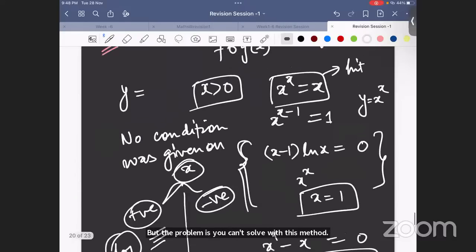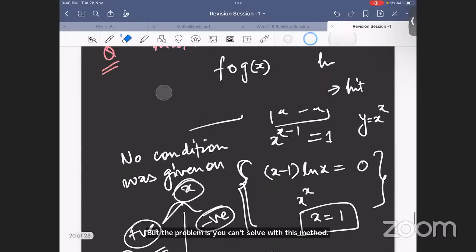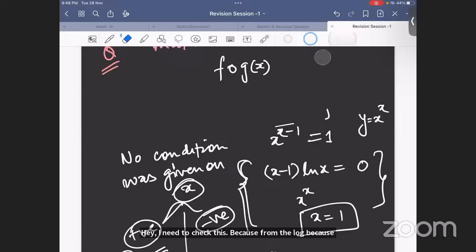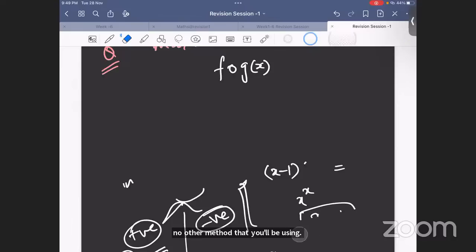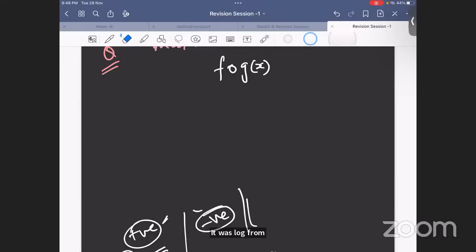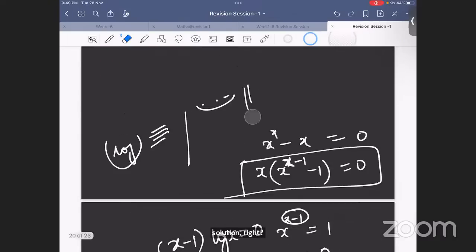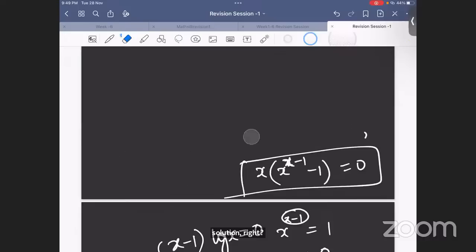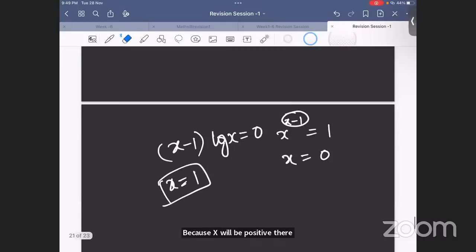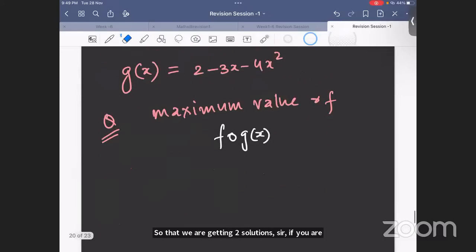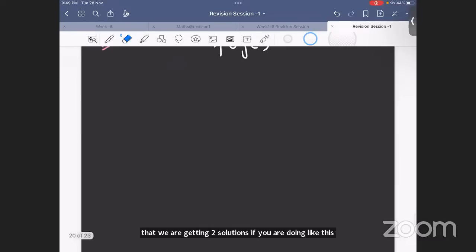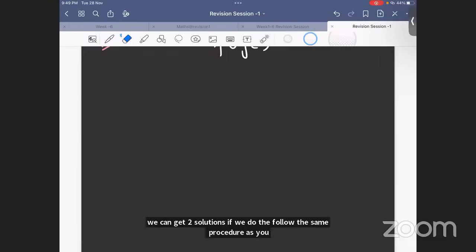I need to check this. From the log method, there is only one method, then hit and trial, there is no other method that we'll be using, because from the log method you'll be just getting one solution, right? Because x will be positive there. I need to check this, and then I'll be discussing this. Sir, we are getting maybe two solutions if we are doing like this. Sir, we can get two solutions if we follow the same procedure as you did, sir. Yeah, but 0 can't be the solution, right?